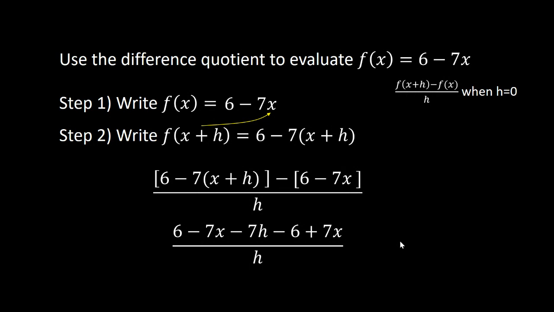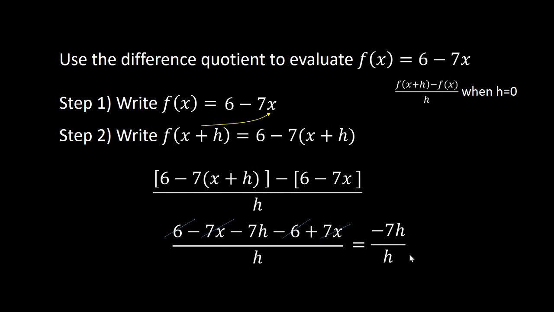Everything that doesn't have an h should cancel. Always starting on the right-hand side, because notice none of these had h's, so it would be easier to start over here to cancel things out. I have a 7x that should cancel with a negative 7x. I have a negative 6 that should cancel with a positive 6. Let's do that. And then I just look. Now that's the only thing left. It has an h, because remember, our goal is to get rid of this. So let's write that.